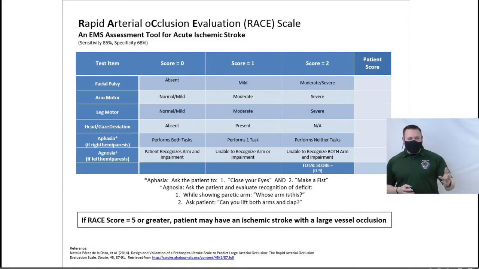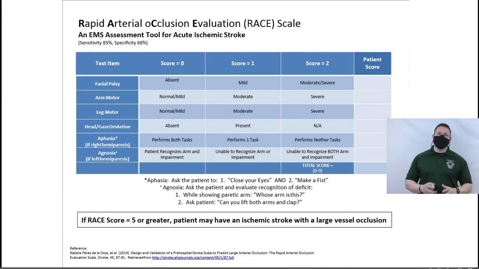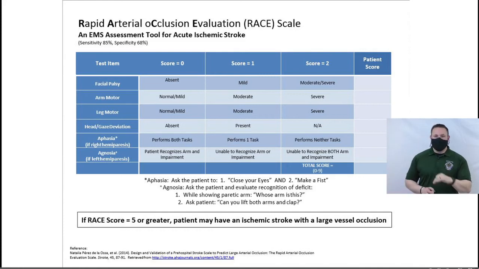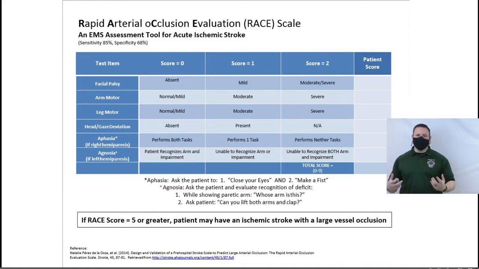And so they say, as you can see on the screen there, if the RACE scale is a 5 or greater, the patient probably has a large vessel occlusion. You probably have an occlusion that is in one of those more main arteries supplying blood to the brain. Whereas if the number is smaller, you may have a smaller vessel occlusion that won't result in as significant a neurological deficit.